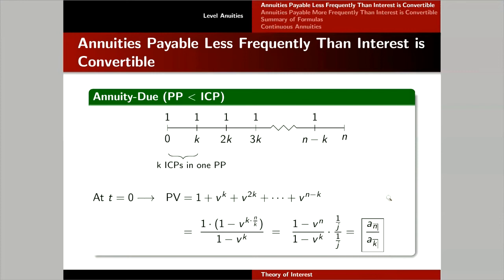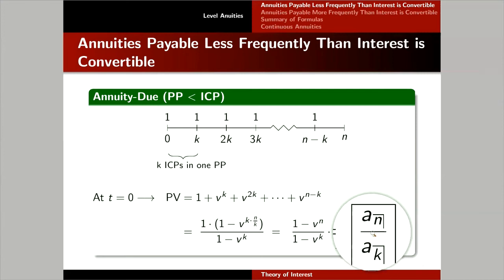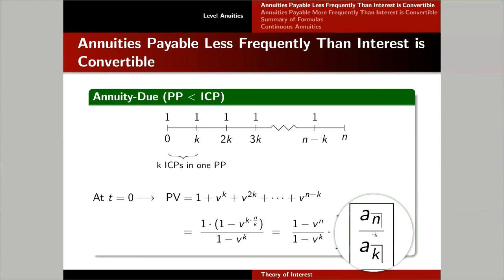All right? Okay. So I'm not going to derive the formula for the accumulated value of an annuity due. Okay, all you have to do is to multiply this by 1 plus J raised to N. What will happen? If you multiply this by 1 plus J raised to N, it will become S angle N over A angle K.